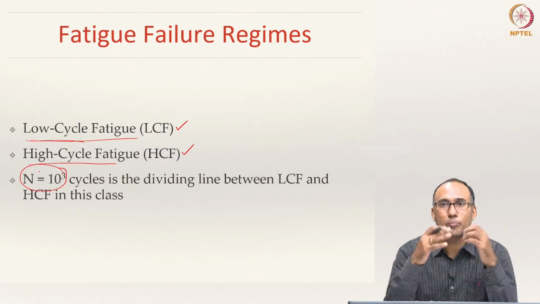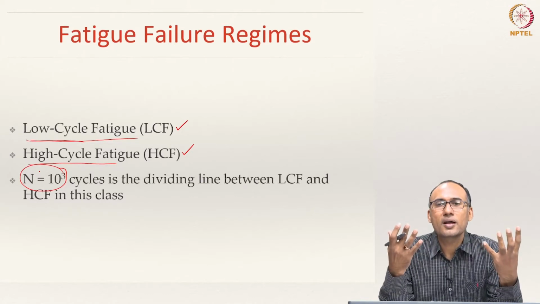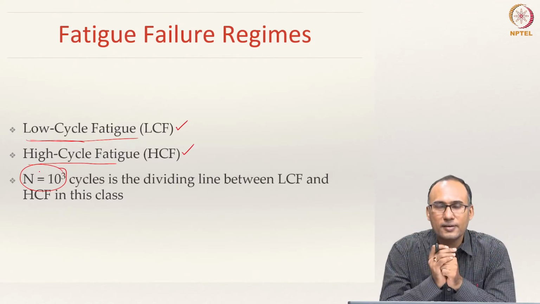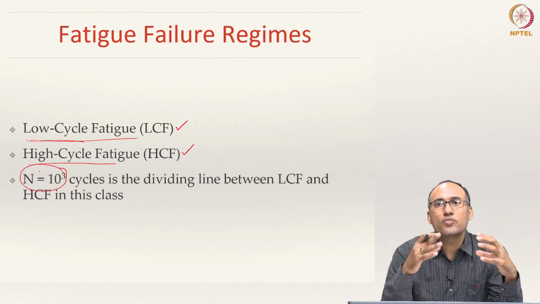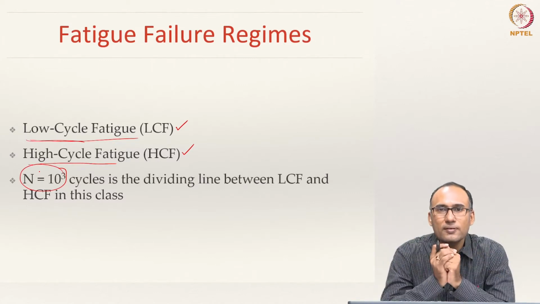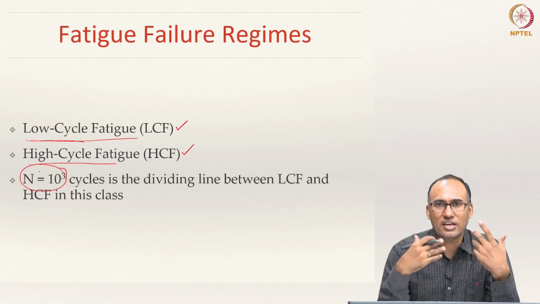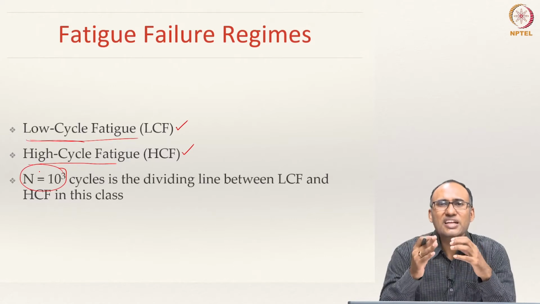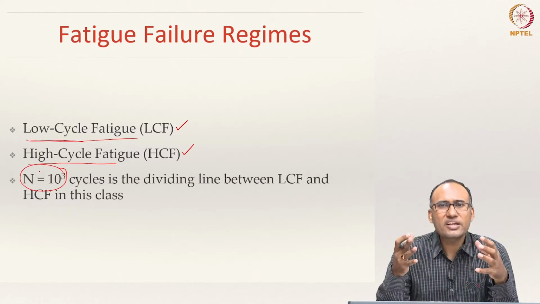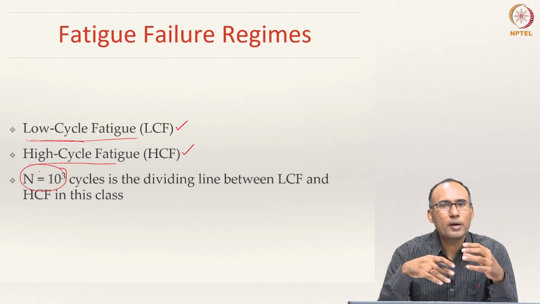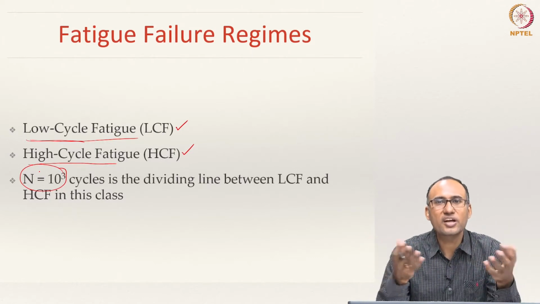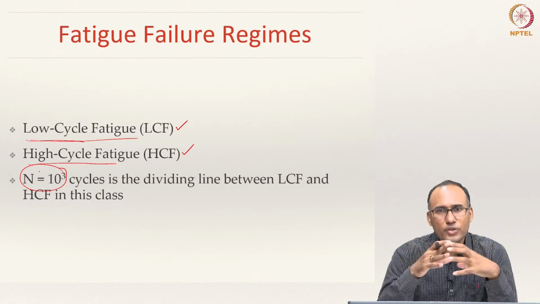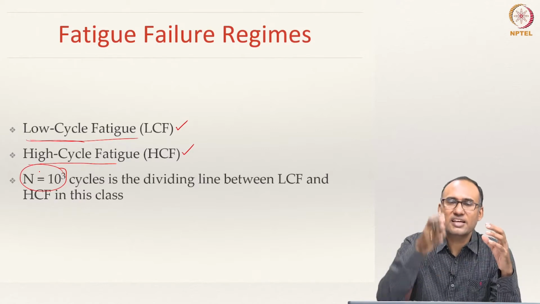That means, if a component is designed to last for less than or equal to 1000 cycles, then you can say that the component is designed for low cycle fatigue. If the component is designed to last for more than 10 power 3 cycles, or 1000 cycles, then you can say that the component is designed for high cycle fatigue. And please note that this 10 power 3 is not really a very sharp boundary. For certain materials, it can be some plus or minus 100 or 1000 cycles. It is not necessarily exactly 10 power 3 cycles, but in this class, for the sake of uniformity, we will assume 10 power 3 cycles as the boundary.